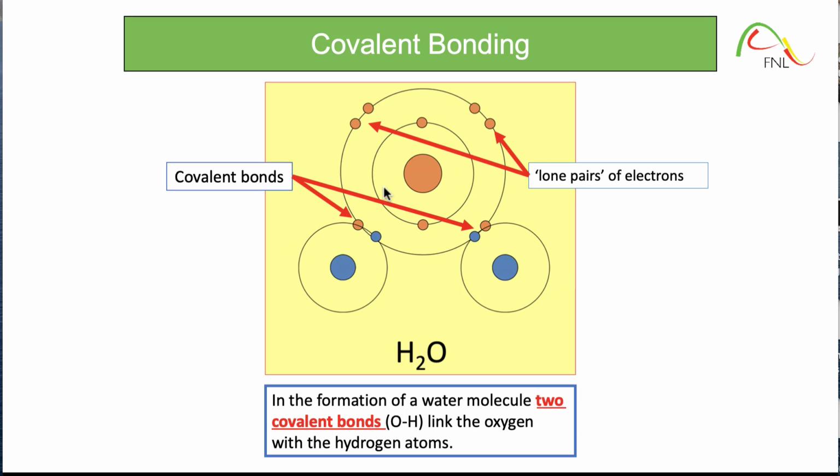So surprise, surprise, what happens is each hydrogen shares with oxygen. So there's a covalent bond there, there's a covalent bond there, and oxygen happens to have 2 lone pairs of electrons, 1 pair there, 1 pair there. So now we've got 1, 2, 3, 4, 5, a shared one 6, another shared one 7, 8. And also both hydrogens are happy. So in the formation of a water molecule, 2 covalent bonds, O-H, link the oxygen with the hydrogen atoms. I hope that makes sense to you. If not, go back and look through those again.